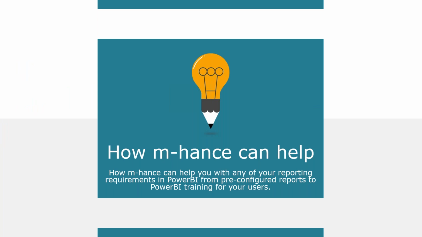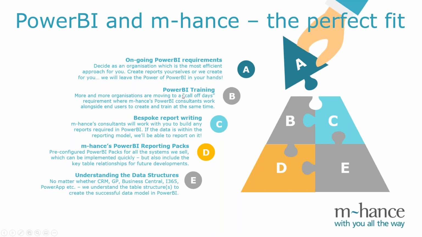So how can m-hance help you do that? We've got some different things that we do. Looking from the bottom up on this, m-hance understand the data structure of the systems that we sell. So, whether you're one of our products, Power Apps, ETs, everything. We understand how the tables are built. We understand where the relationships are between the tables. So we can create that successful model in Power BI.